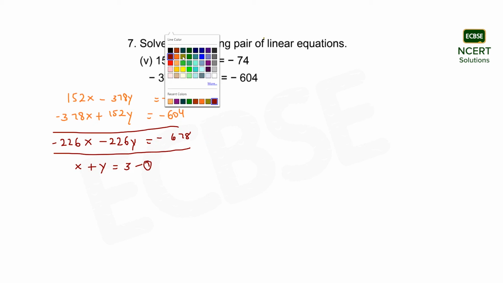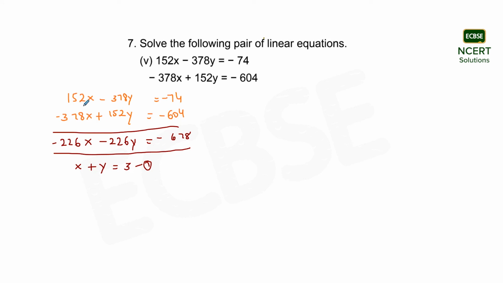Now how the second equation can be obtained in order to get the value for the variable x and y? Nothing else to be done, just subtract the second equation from the first equation. So as our first equation is 152x minus 378y is equal to minus 74. And the second equation is 378x plus 152y is equal to minus 604.